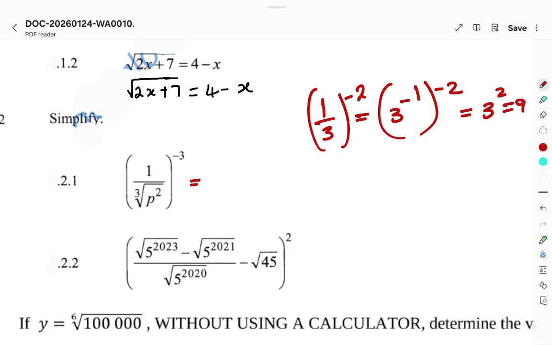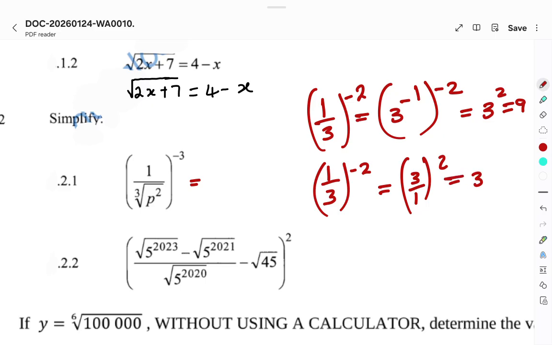Okay, so what I'm trying to emphasize to you is that if you have something like this and you choose to change the exponent, the numerator and the denominator will interchange. You have 3 over 1 that is raised to the positive exponent there. So that is why at the end we have 3 squared, and that is going to be equal to 9. We'll use the same understanding that we have there.